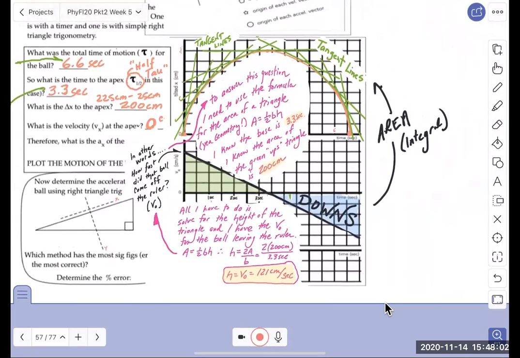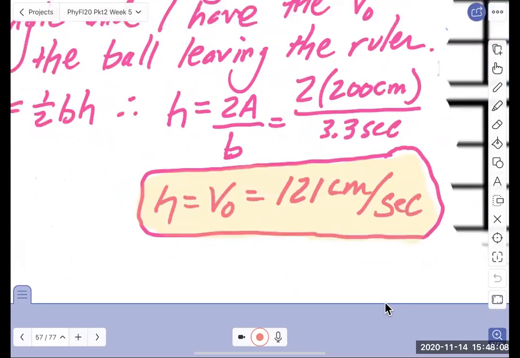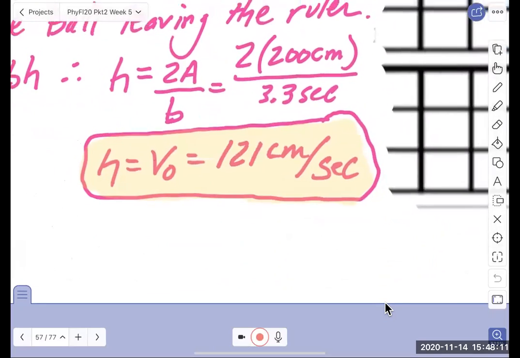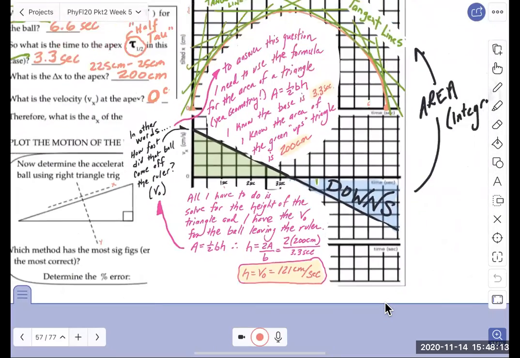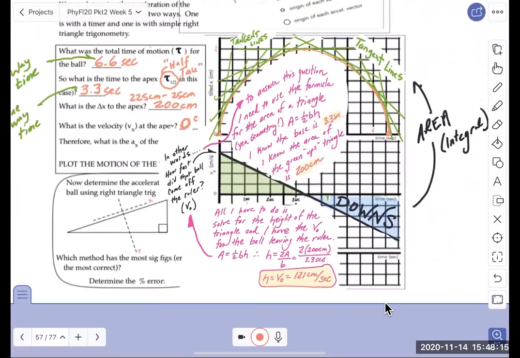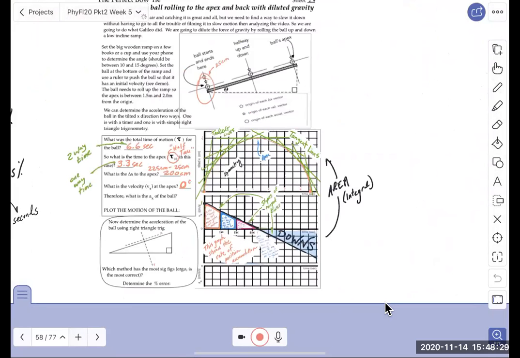So when you first let it go off the ruler, it comes off at 121 centimeters per second. Pretty fast. That's 1.2 meters a second, about the speed at which you walk. So it's not like a speeding bullet or anything, but still pretty fast. Okay, keep going then. So we got that much. We know it's about 120. Let's play with that for a second.